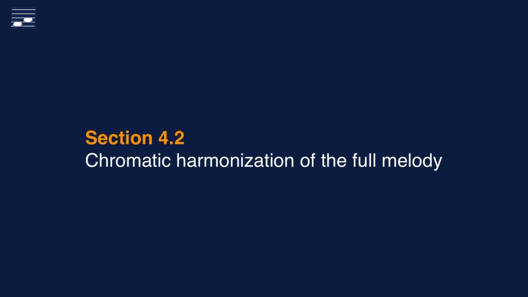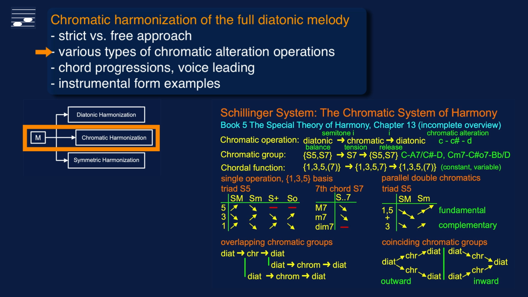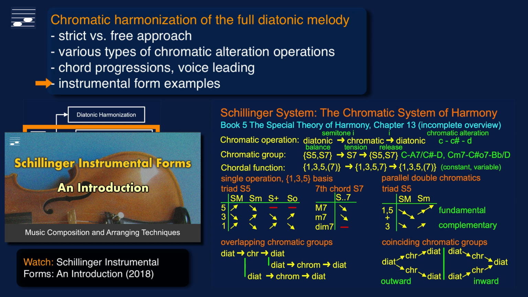I'll proceed with a number of chromatic harmony system solutions as full melody accompaniment. By applying various chromatic operation types, we obtain the chromatic harmony chord progression. You will hear instrumental form examples in various musical styles. Watch this tutorial for an introduction to Schillinger instrumental forms.